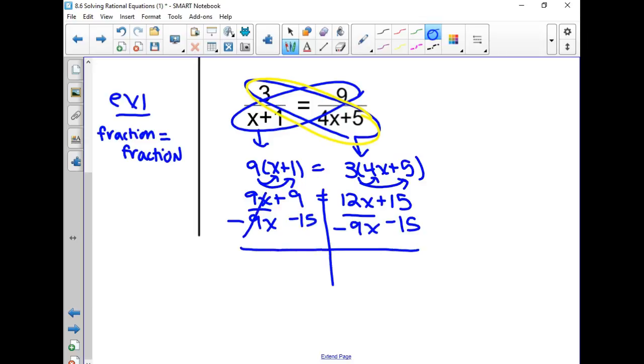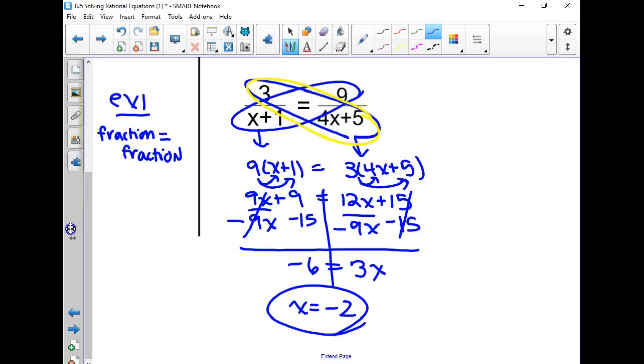So we have 9 minus 15, and we get negative 6 is equal to 3x. And what is x equal to, guys? Negative 2. You are going to want to check your work today. You can just do it in your head. We're not going to do it right now, but I'm just giving you a forewarning. You can have it the other way around too: negative 2 is equal to x. That's not a problem. Let's get a little bit more difficult. You guys ready?